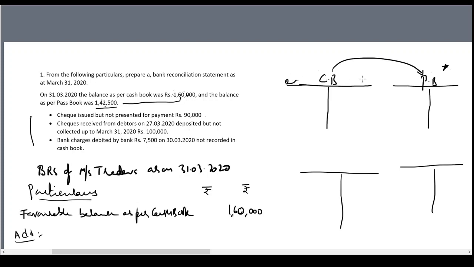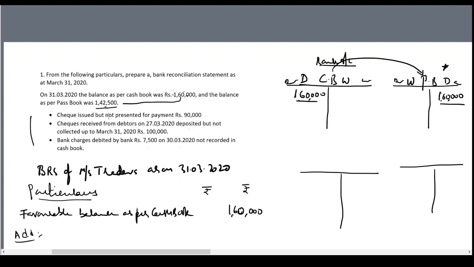Okay, debit, credit, debit, credit. As we have discussed earlier, cash book means nothing but the bank account in our books. Debit side is deposits, credit side is withdrawals. Here in the passbook, the debit side is withdrawals and the credit side is deposits. Now let us start with the favorable balance in the cash book. A favorable balance in the cash book is a debit balance in the cash book and a credit balance in the passbook. So we have to start with the same balances in both the books. Okay, now let us start.